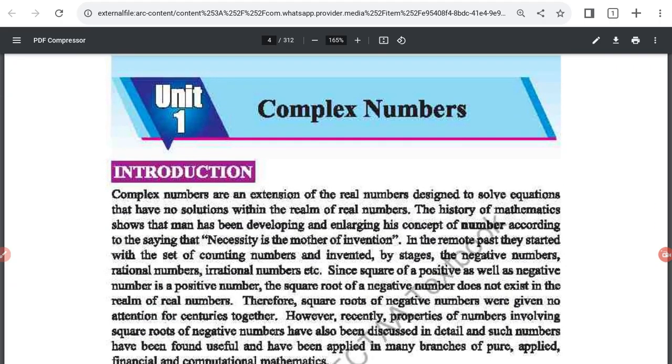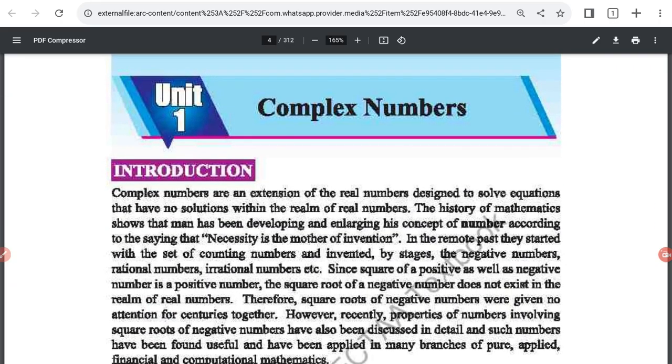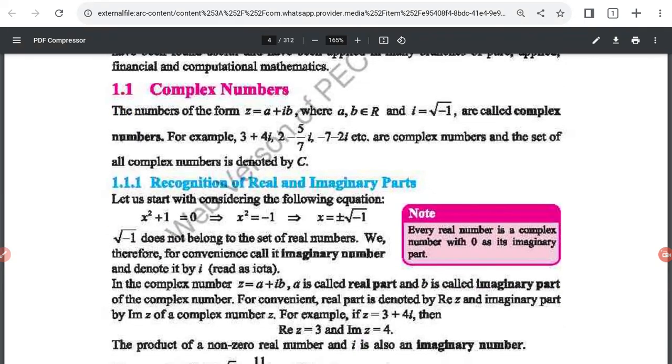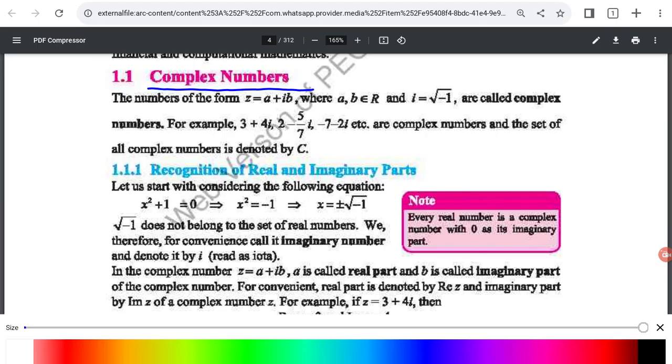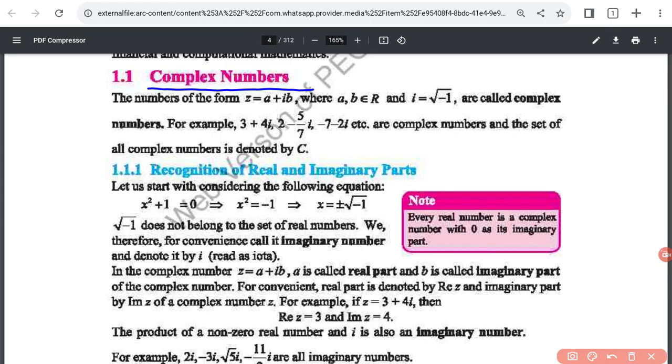So we move towards the first chapter, that is complex numbers. So here is given the introduction of complex numbers. So now we move on to the first topic of this chapter. First of all, we try to understand the definition of the complex numbers. The numbers of the form a plus iota b, where a, b belong to the real numbers, the real line, and iota is equal to the square root of minus 1, are called complex numbers.